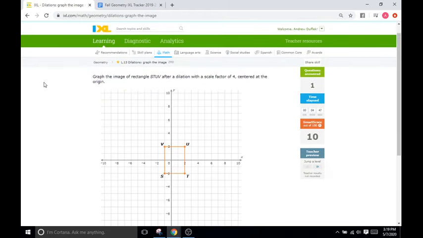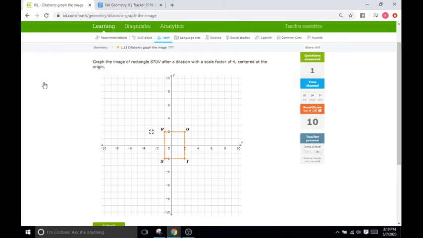Okay. Let's do another one. Scale factor of 4. We'll go to V. V is at negative 1, 2, and we will multiply both of those numbers by 4. Negative 1 times 4 is negative 4, and 2 times 4 is positive 8. So negative 4, positive 8.